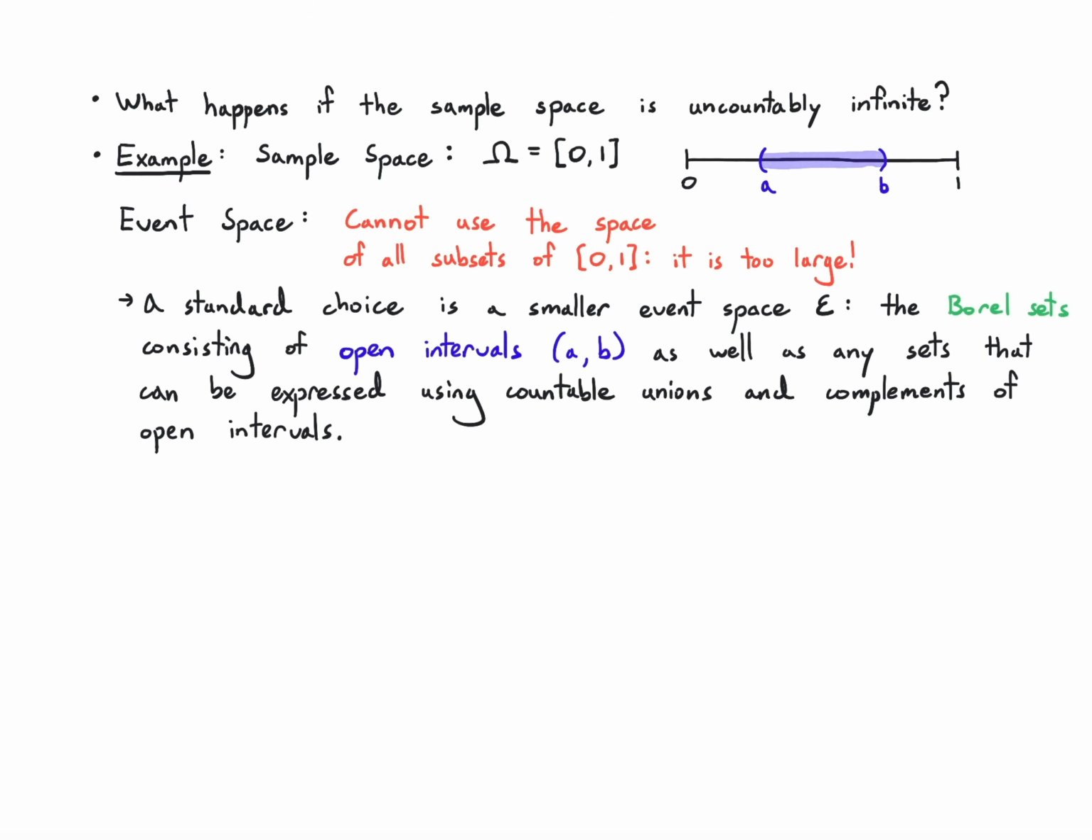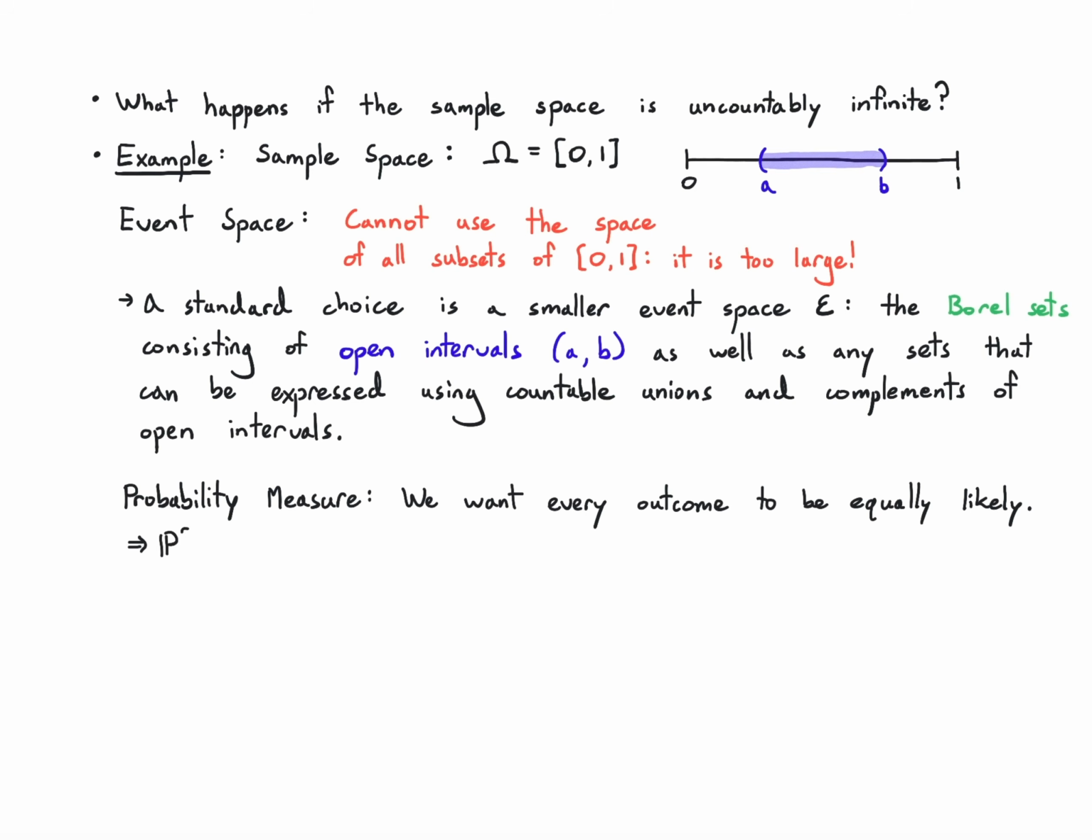Okay, how do I specify the probability measure for this example? I want every outcome, just in this particular example, to be equally likely. So I want the probability of getting any number in this unit interval to be equally likely. And what this forces me to do is to take the probability of every outcome to be 0. Okay? And this is strange. Why am I doing this?